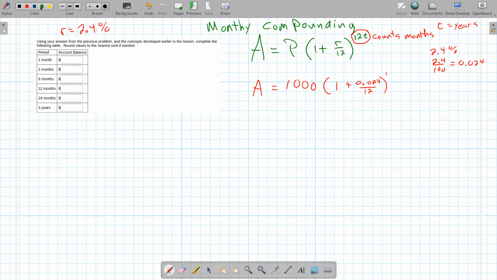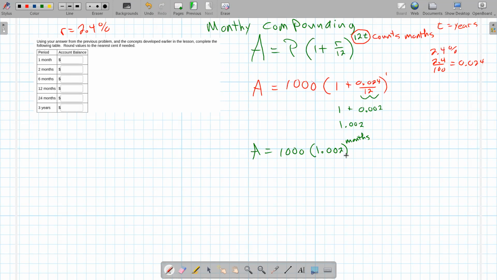Now, this cleans up a little bit though, because didn't we just figure out on the calculator that the decimal version of the monthly rate was 0.002? And I can easily add 1 to that. That would give me 1.002. So it turns out this formula does clean up a bit. For this case, I could write it as 1,000 times 1.002 to however many months went by, which sometimes I need to think about as 12 times the number of years there.